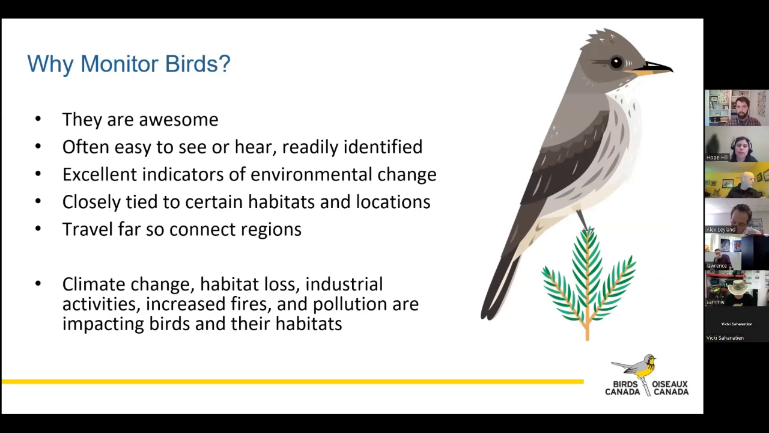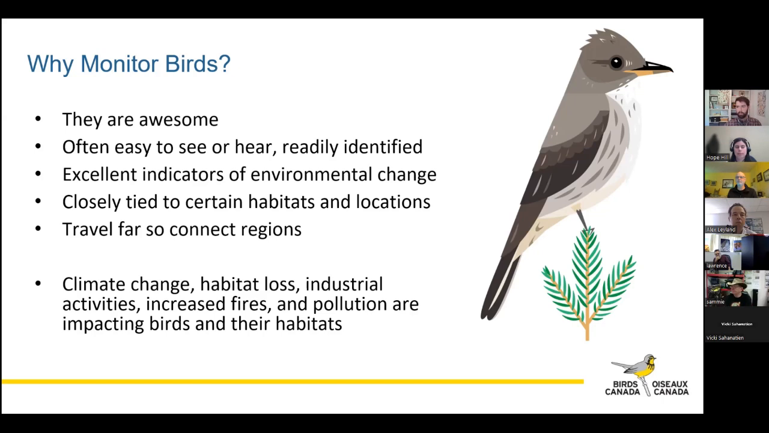They're closely tied to certain habitats and locations. So you can pick a bird species that you're interested in, and it can tell you a lot about a specific place or a specific habitat. And they travel really far. So you can learn things about what's happening in parts of Canada, and studying that same bird can also tell you about what's happening in parts of South America. So it's a really cool way to connect places and think bigger picture sometimes too.